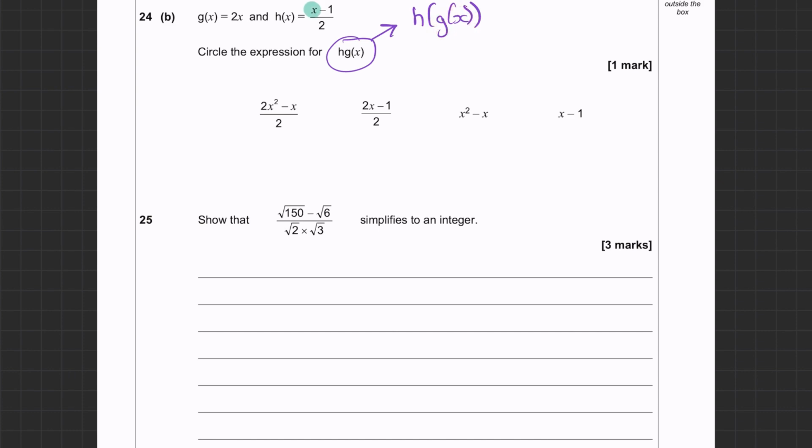So h of x, we've got this x value that's going to be input, and that x value is actually going to be this g of x value, which is 2x. So we replace the x value with g of x, so g of x minus 1 over 2. So g of x is 2x, so it'll be 2x minus 1 over 2, which is this one.